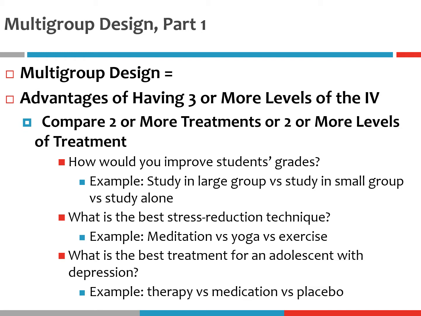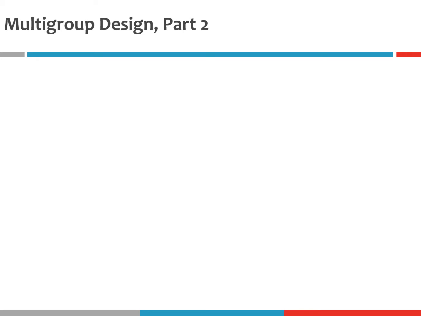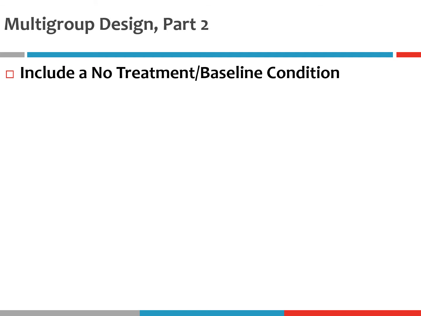So in the case of the depression one, therapy versus medication versus placebo, or therapy versus medication versus combined therapy and medication. So you can do this whatever way you want and see the effectiveness of the study. Now, there's a debate whether you should include a no treatment baseline condition. A no treatment baseline condition is where you have the absence of the treatment completely.